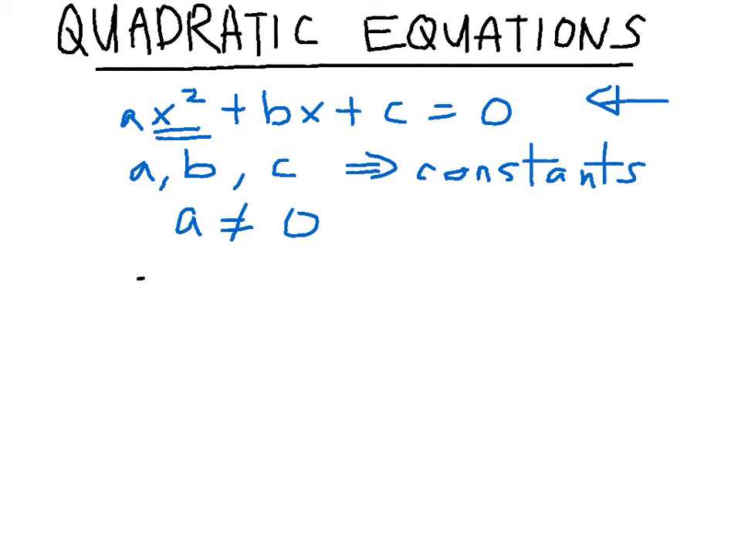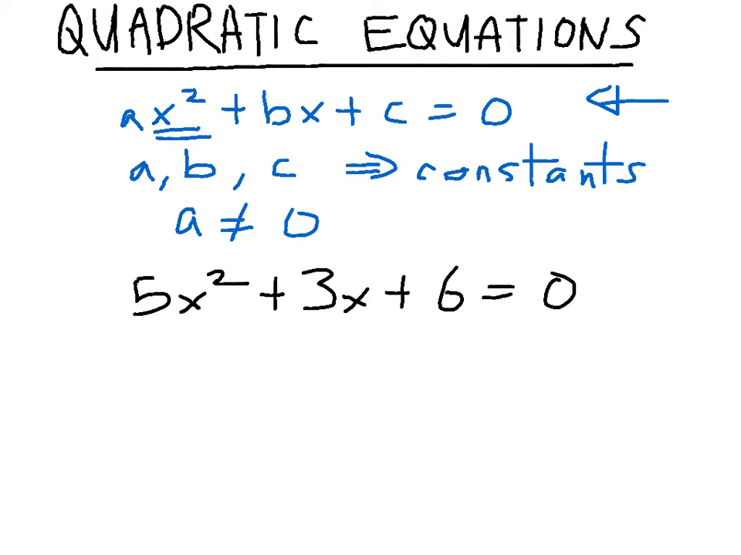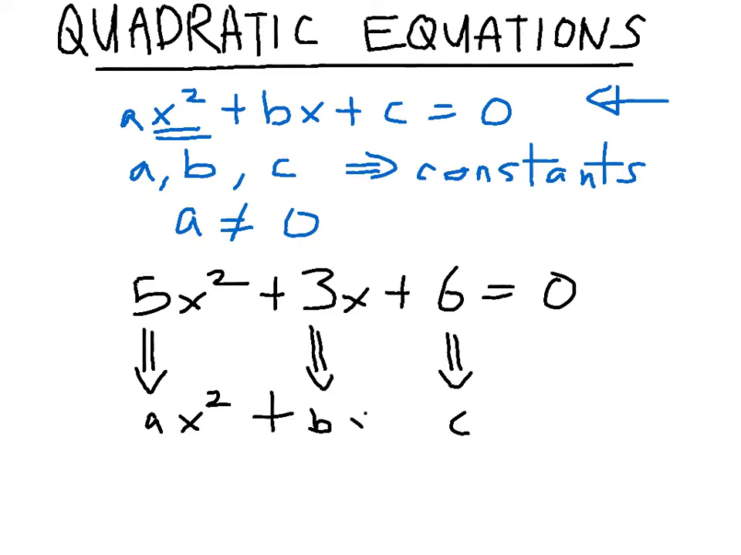The following is a quadratic equation: 5x squared plus 3x plus 6 equals 0. If we compare this to the general form, we can see that 5 corresponds to a, 3 corresponds to b, and 6 corresponds to c. You can see that 5 has the variable x squared, 3 has the variable x, and 6 has the variable x to the power of 0.